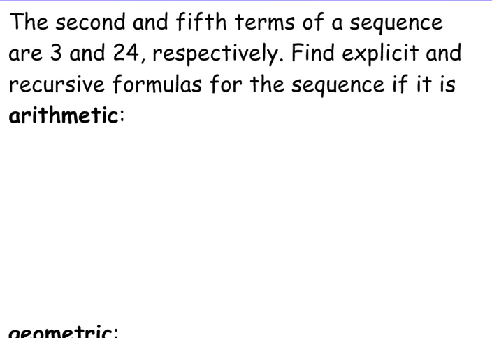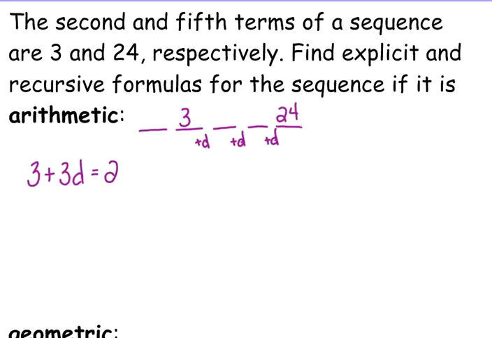So here's how I'm going to set it up. I want to give you a visual here. I'm just going to put blanks for my terms. So I don't know the first term. I know the second term is 3, third, fourth, the fifth term is 24. So if this is arithmetic, I have added the common difference 3 times. I've gone from 3 and I've added the common difference 3 times to get to the number 24.